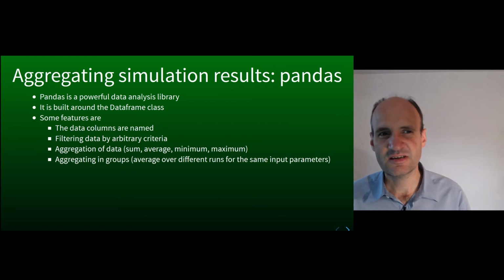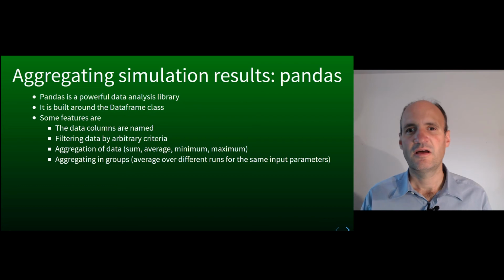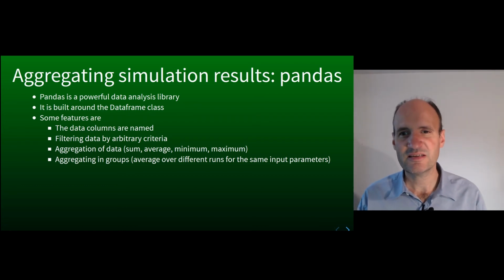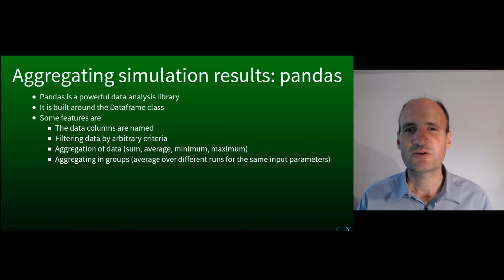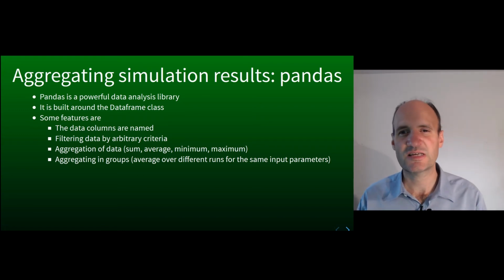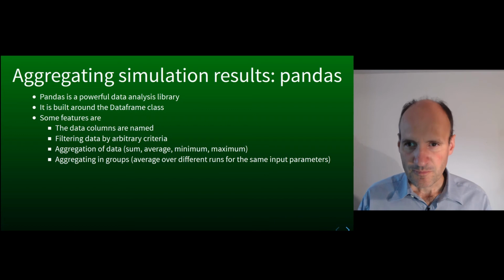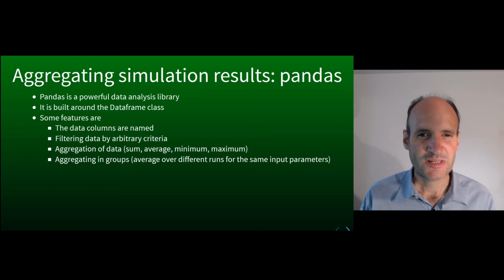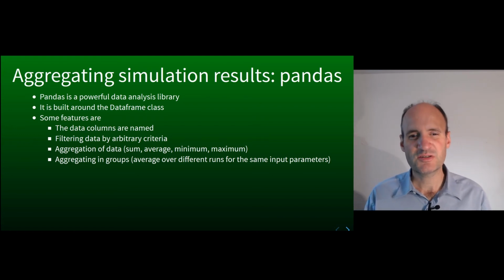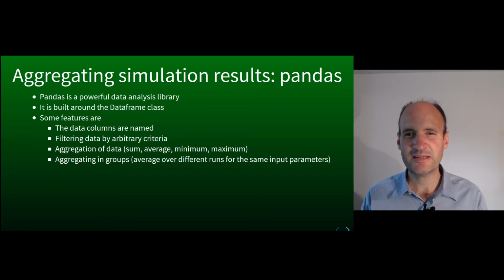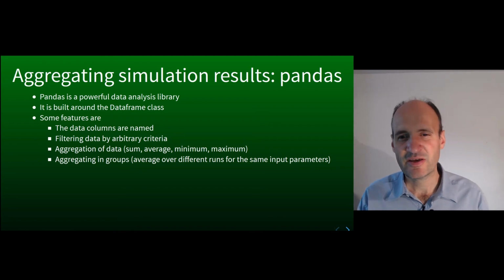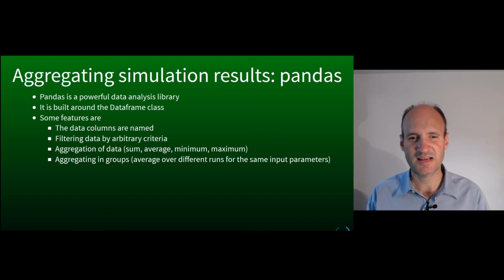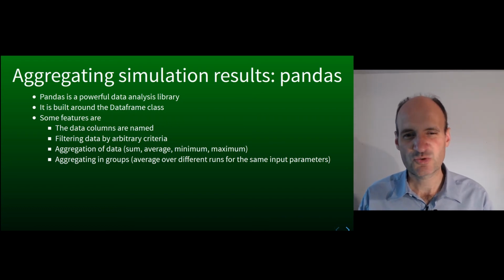For instance, the data columns have names. You can filter very easily by arbitrary criteria, and you can do aggregations such as sums and averages and minima and maxima. Pandas can also cope very well with missing data, for instance. So that's what we'll be using. Our first task will be to collect the output from our individual simulations, which we may even have run on different systems like compute clusters, and put them all together in one big data frame where the results are summarized. And that we can then use for analysis.